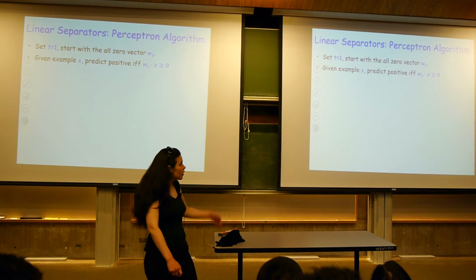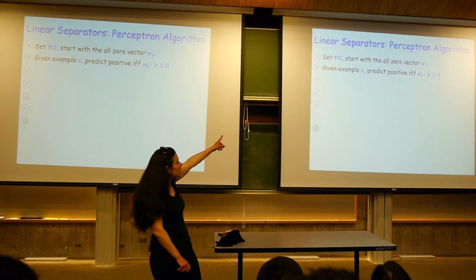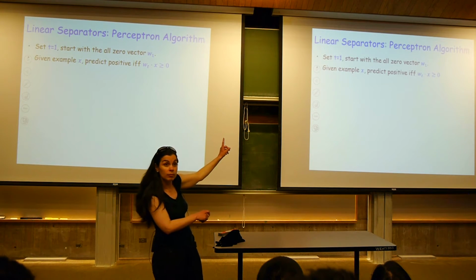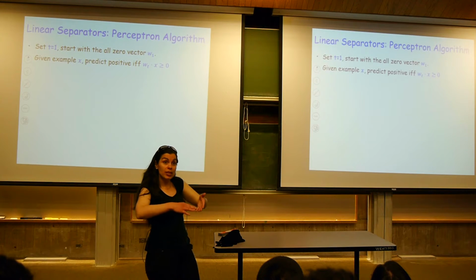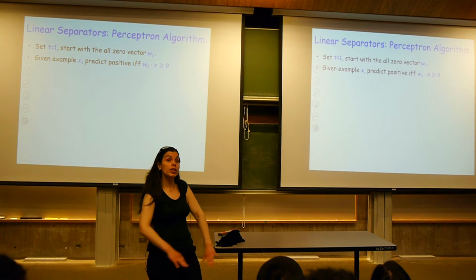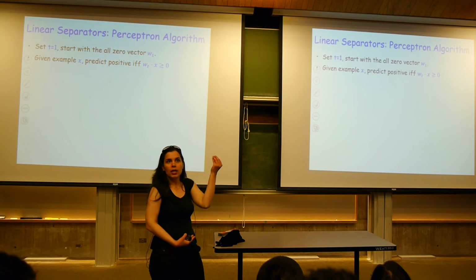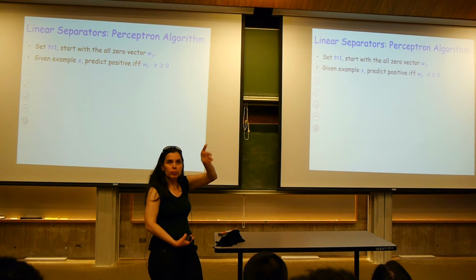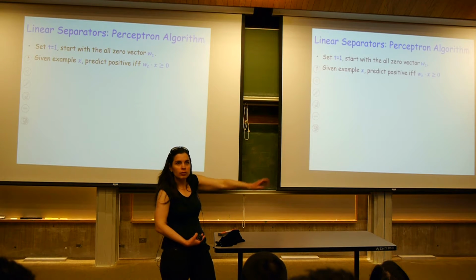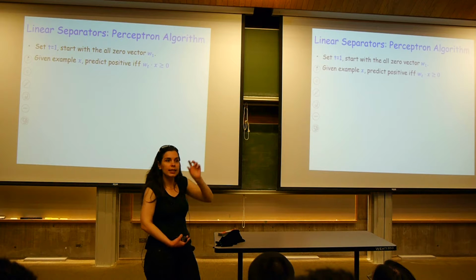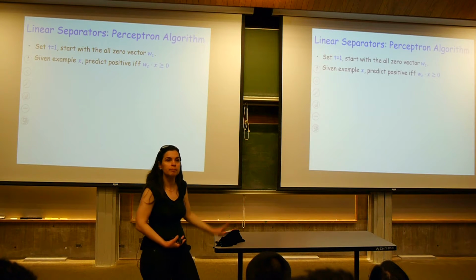Given an example x, we have a current guess. Here t is going to track the number of mistakes. This algorithm is a conservative algorithm: I'm only going to update when we make a mistake. So at some point in time I'm going to have wt, where t corresponds to the number of mistakes I've made in the past. wt will be my current guess for the target.